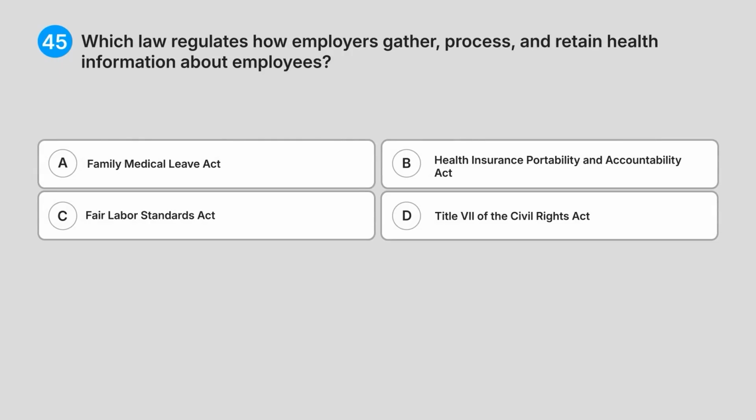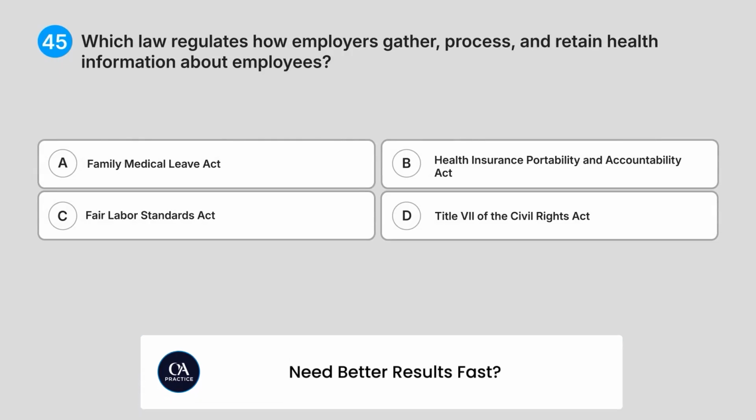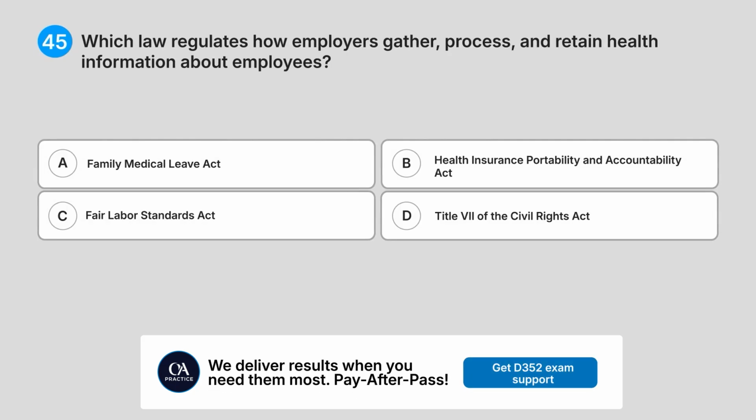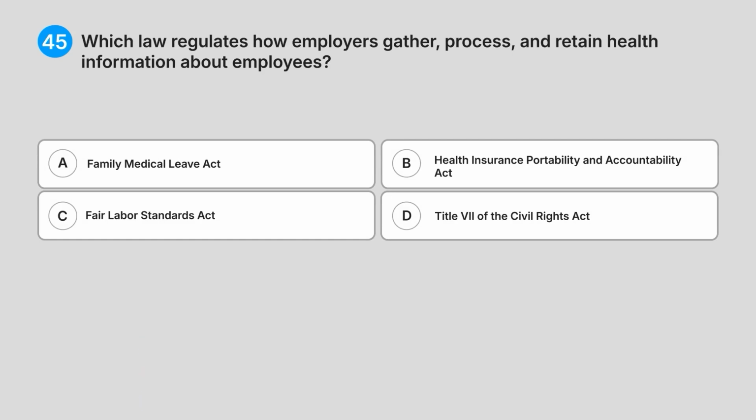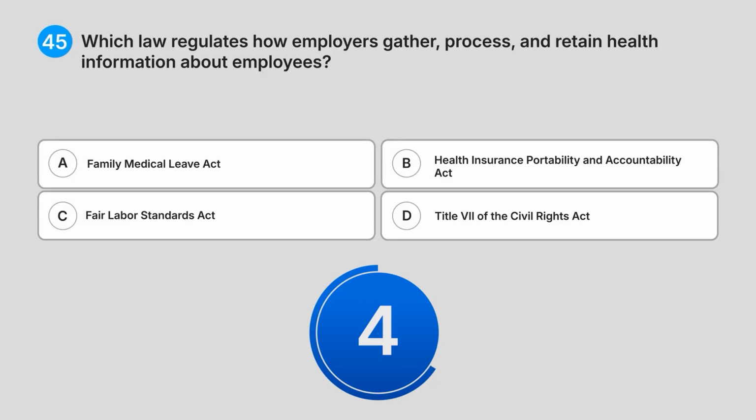45. Which law regulates how employers gather, process, and retain health information about employees? A. Family Medical Leave Act. B. Health Insurance Portability and Accountability Act. C. Fair Labour Standards Act. D. Title VII of the Civil Rights Act. Do you know the answer?